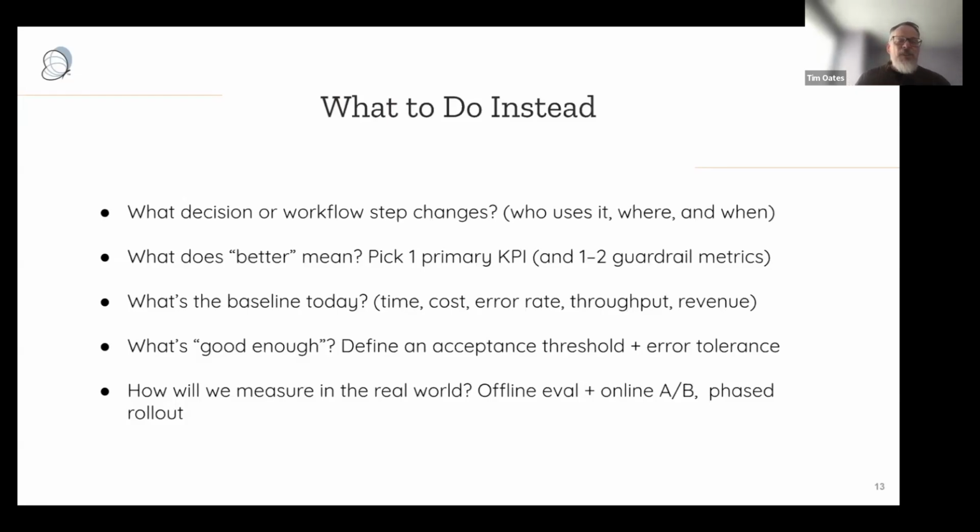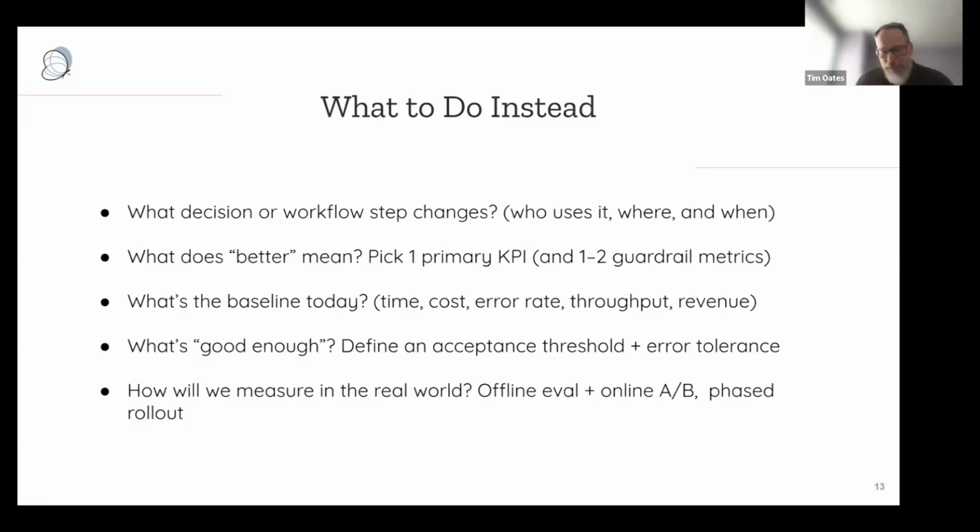Also, you have to say, well, if we're trying to improve that workflow step or improve that decision, what's the baseline today? How long does it take to make those decisions? What kind of error rate do we see? How does that decision impact revenue? So what is our revenue based on the way we're doing it today? And then what's good enough? So if here's the baseline, what do we need to get out of this project so that we'll go, yep, that was actually having a positive impact on our business.